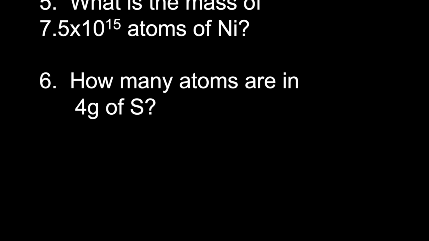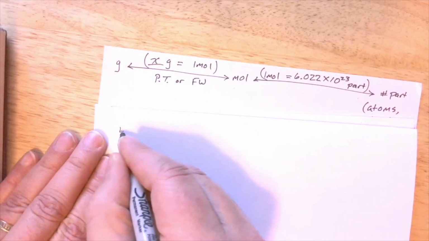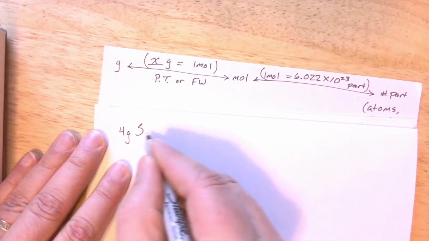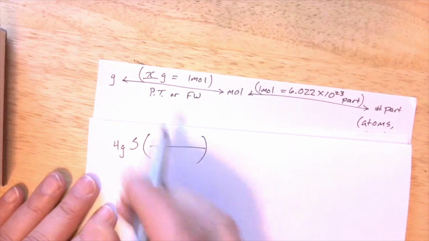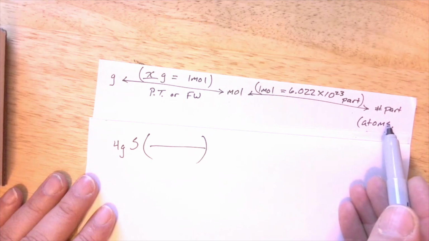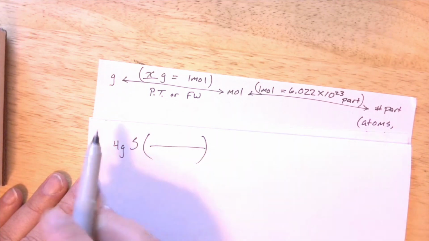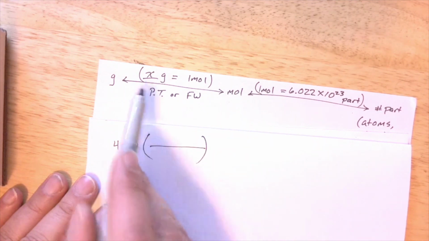Number 6. How many atoms are in 4 grams of sulfur? So this time we're working backwards. So we're going from grams, and we're trying to find out how many atoms are there. So if I have 4 grams of sulfur, so if you look at the flow chart, going from grams to moles, and moles in this case to the number of atoms. Okay, so if I have 4 grams of sulfur, in order to go from here to here, I need to look at the periodic table to find my X value.